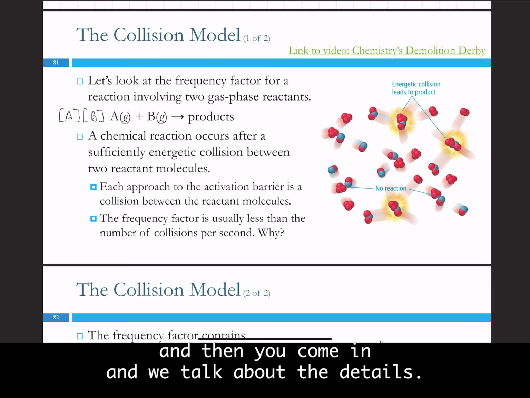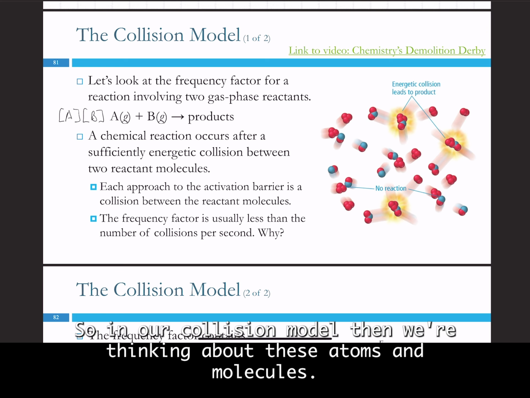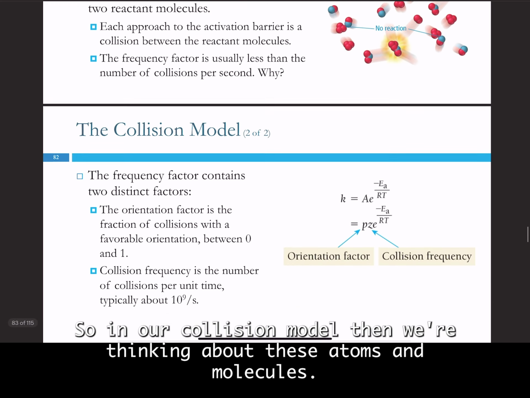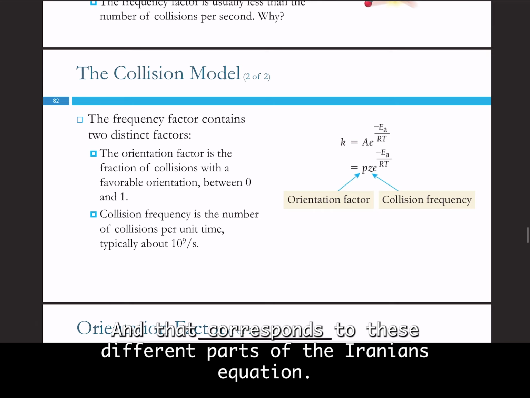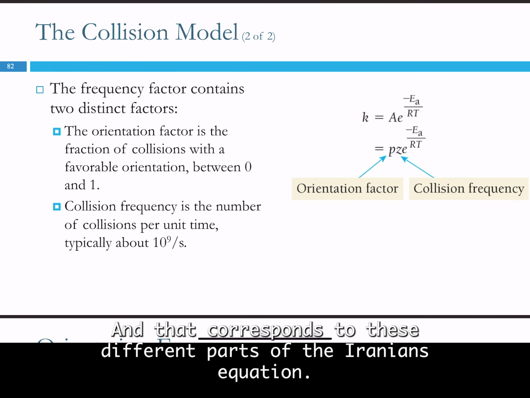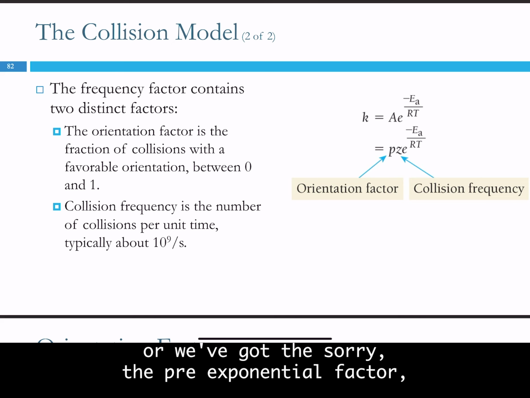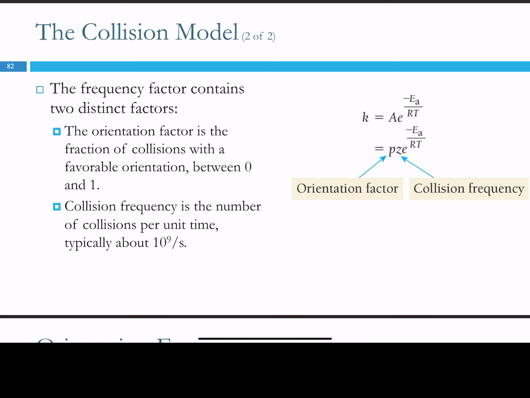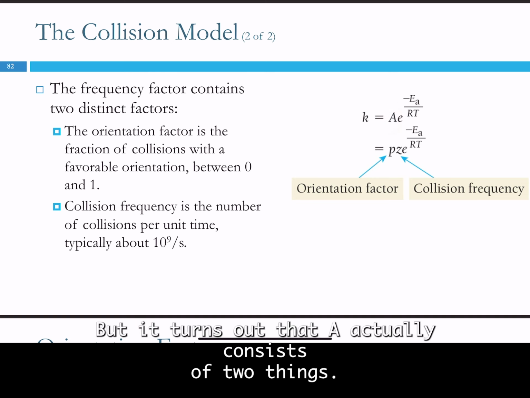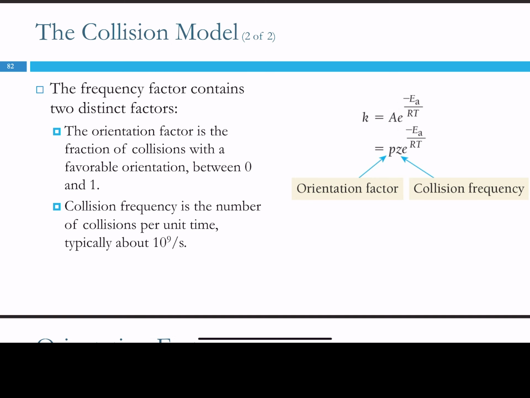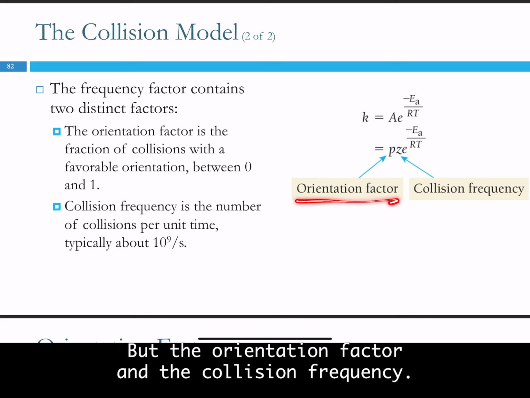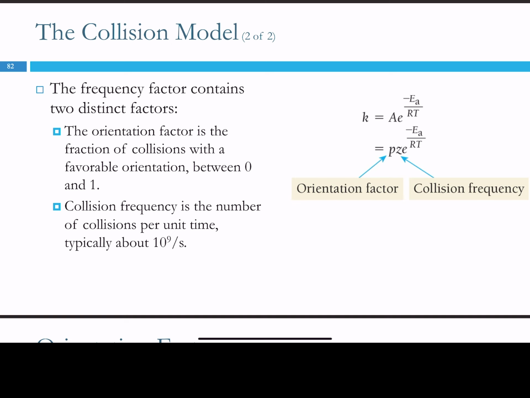So in our collision model, we're thinking about these atoms and molecules, and they need to collide, and that corresponds to these different parts of the Arrhenius equation. In the Arrhenius equation, we've got the pre-exponential factor, which was the A before, but it turns out that A actually consists of two things: the orientation factor and the collision frequency.